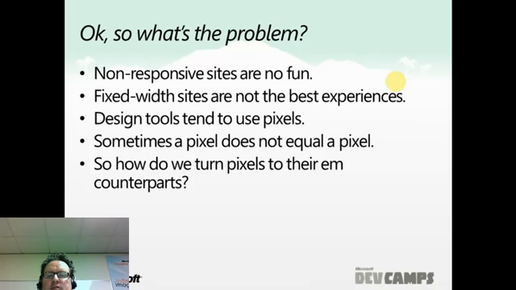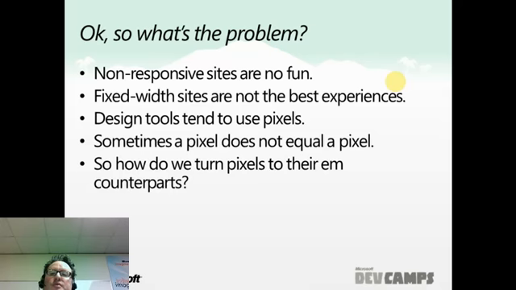But one of the things that we have to deal with a lot is that the design tools tend to use pixels as their unit of measurement. So a lot of times when the developers out there get something from your designer, the designer says, well, this thing has to be 200 pixels wide by this many pixels deep and things like that. But what's kind of interesting is we all kind of know that sometimes a pixel does not equal a pixel, and we can leave that for another discussion.